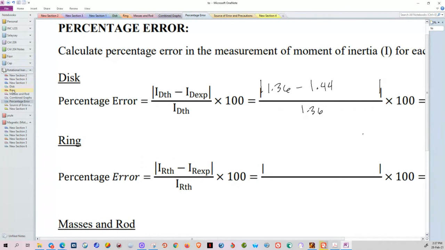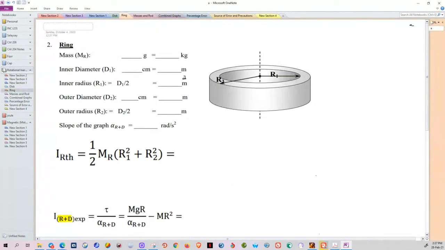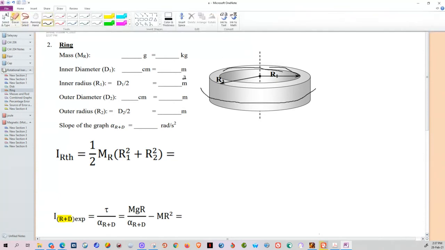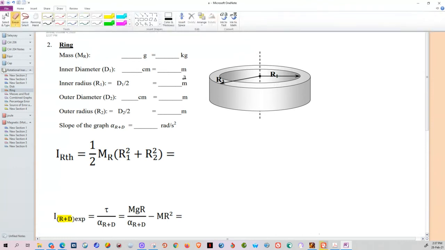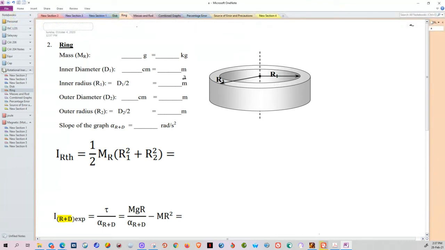It's time to go to the ring. So this is the ring. It has an inside radius, that's the inside radius here, and then it has an outside radius because there is a hole in the center. What we do is the same thing. From the video, you will get the following data.